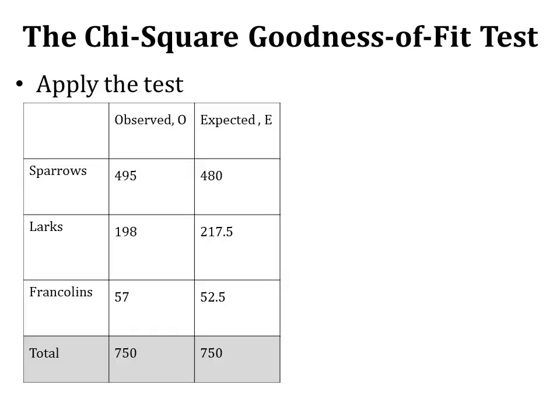Now we have to apply the test. This is our chi-square calculation table, the observed frequencies and the expected frequencies, and you can see that their sum is similar.